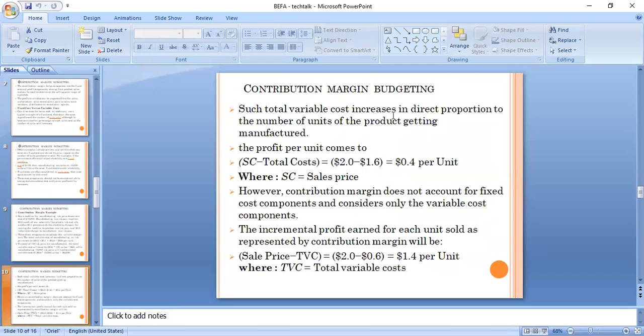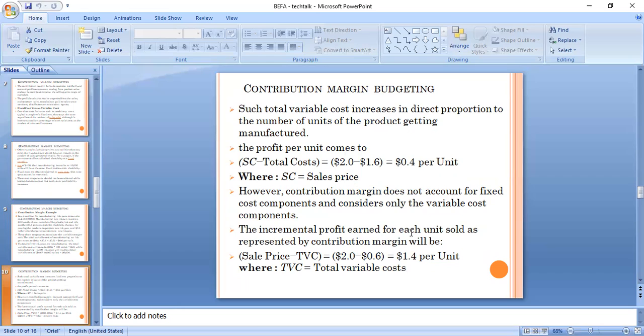Such total variable cost increases in direct proportion to the number of units of the product getting manufactured. The profit per unit comes to sales price minus total cost, equal to $2 minus $1.6, equal to $0.4 per unit, where S is equal to sales price. However, contribution margin does not account for the fixed cost component and considers only the variable cost components.